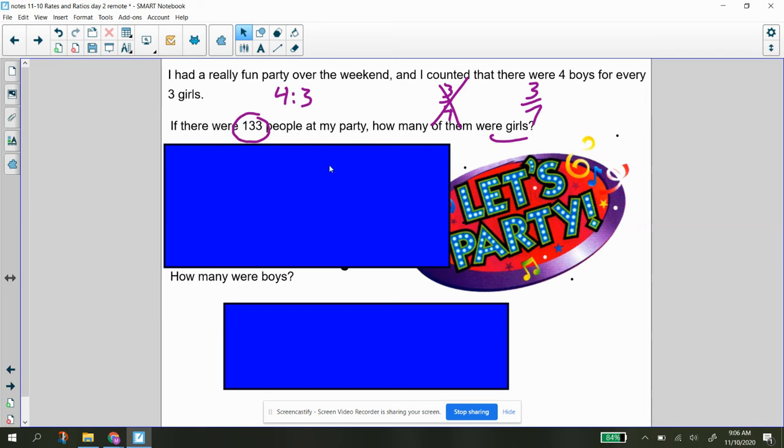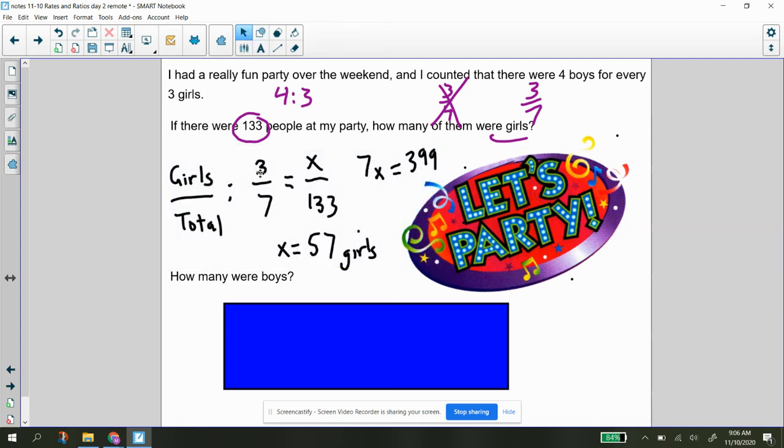So see if you can figure out this one. Pause the video and then come back and I'll talk you through it. So if I knew that there were 133 total people at the party, that means I've got 3 out of every 7 are girls. How many are girls? X out of 133. So the 133 here corresponds to total. And that gives me, when I do a little cross multiplication, that means 57 girls.